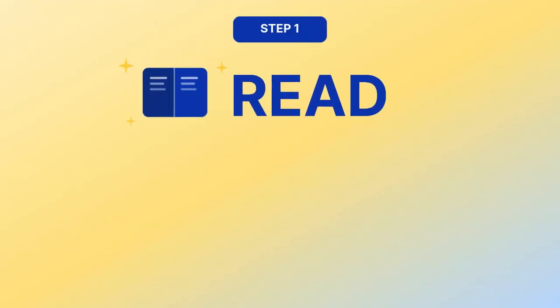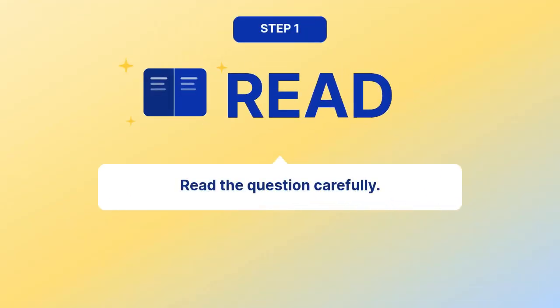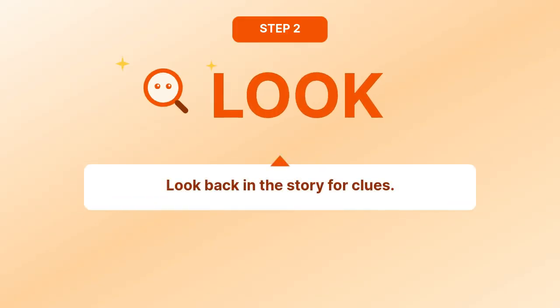Step 1 is read. When you see a reading question, slow down and read it carefully. Don't rush. Make sure you understand what the question is asking before you do anything else. Step 2 is look. Go back into the story and look for clues. The answer is hiding somewhere in the words. Hunt for it like a reading detective.